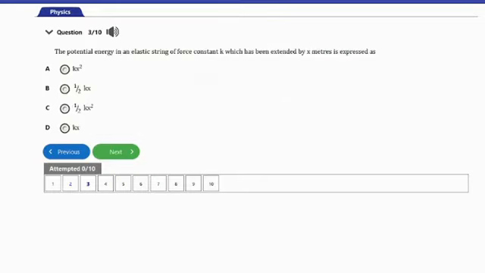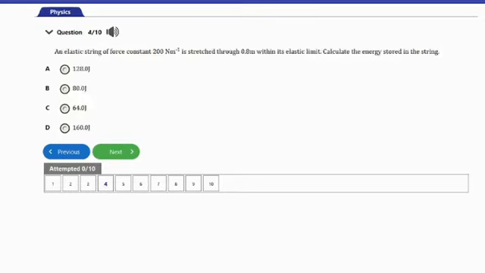That's question number 3 here. It says, the potential energy in an elastic string of force constant K, which has been extended by x meters, is expressed as A. kx squared, B. half kx, C. half kx squared, D. kx. So guys, the answer to this question is option C, half kx squared. So let's go ahead and consider the next question, guys.